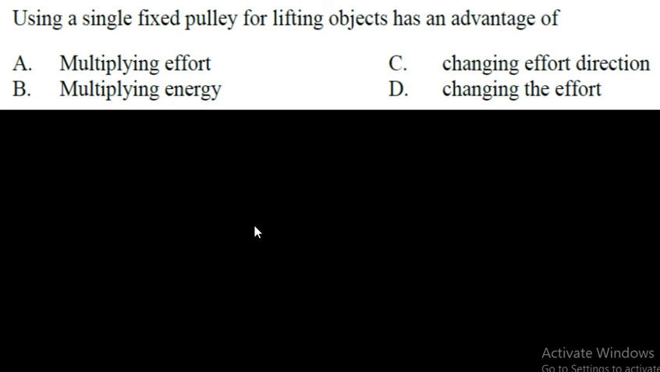The next question says, using a single fixed pulley for lifting objects has an advantage of what? A, multiplying effort. B, multiplying energy. C, changing effort direction. And D, changing the effort. Remember the single fixed pulley and how it works.